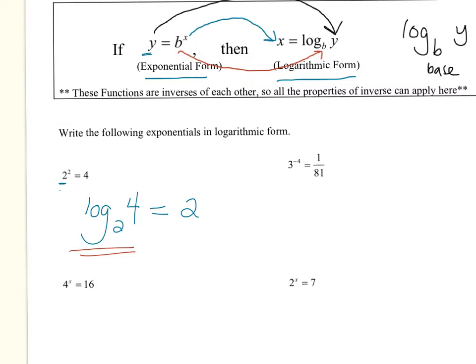Alright, same thing for the second one. We have 3 to the negative 4 equals 1/81. So I can rewrite this as log base 3 of 1/81. And again, the exponent in the exponential goes by itself in the logarithm. So the beauty of this is this exponent will now go by itself. This is particularly helpful when you think about equations that we can solve with exponential and log form.